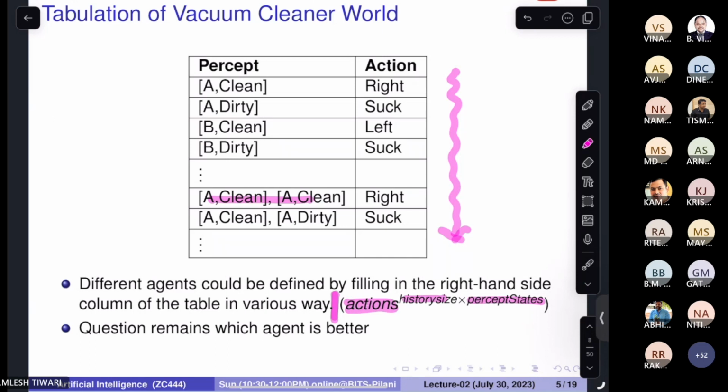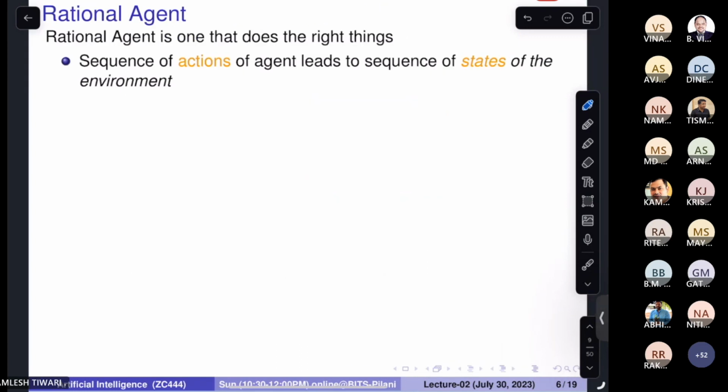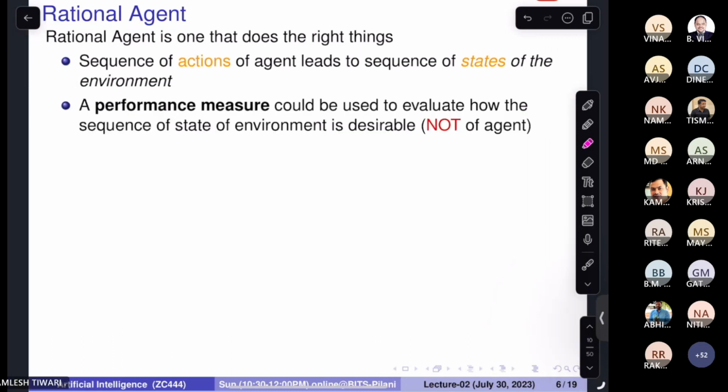So I think this part is clear to you. Very easily you have understood that incorporating the history is going to help us. We have talked about that we are interested in developing the rational agent only, one which does the right thing, and a sequence of actions of the agent leads to a sequence of states of the environment, and there should be a performance measure, and based on that performance measure we can pick which is going to be better.